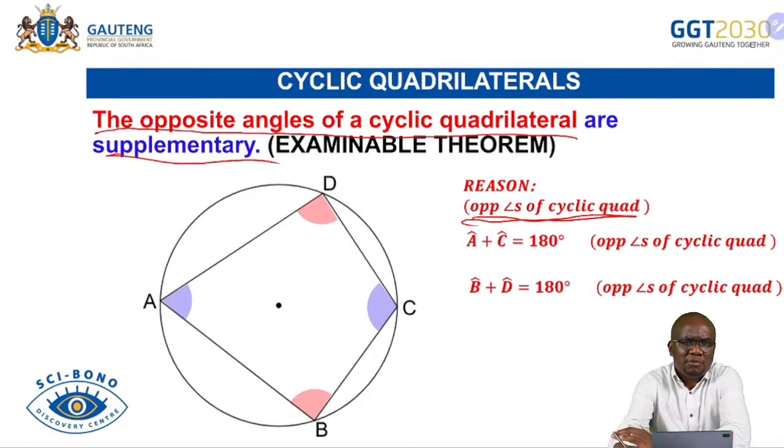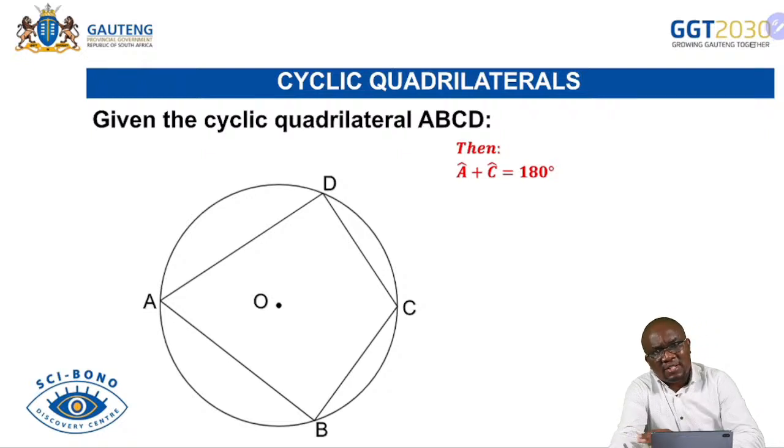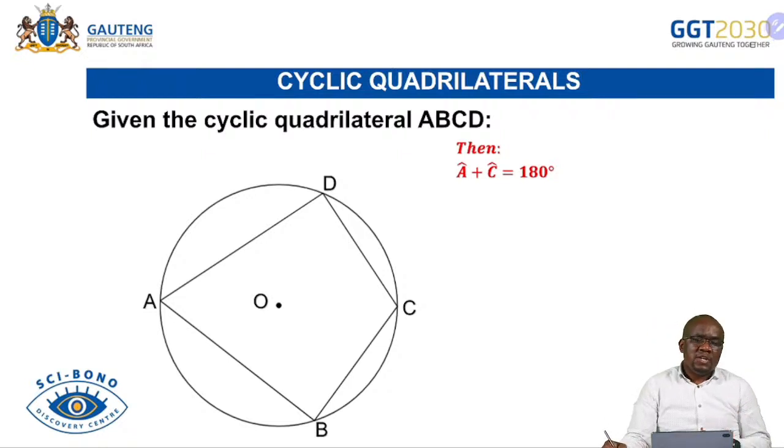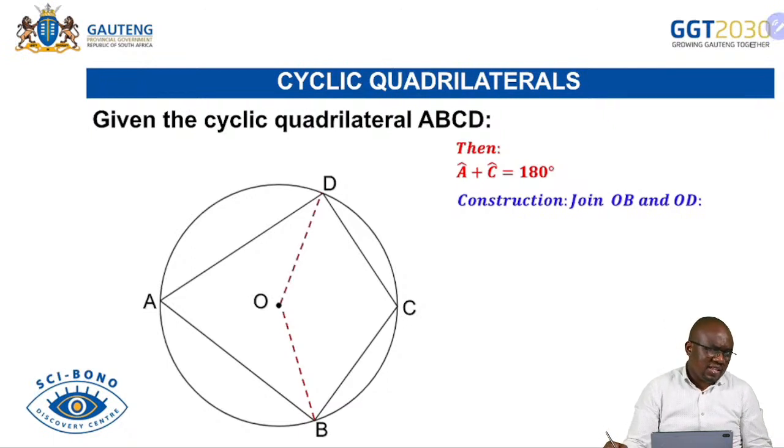What do you think we have to do here? How can we do our construction? Okay, given the cyclic quad ABCD, we are saying that angle A plus angle C is equal to 180 degrees. We want to prove that. So you do a construction. Please remember, you won't get any marks if you don't do your constructions. Right now, you construct OB like that. And then you construct OD like that. Do you see that?